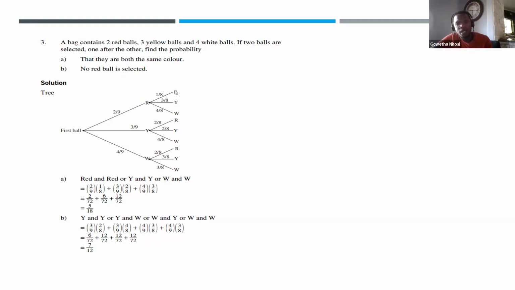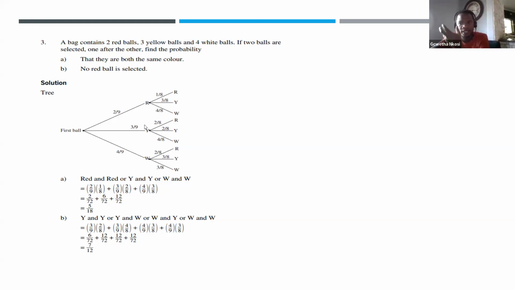All right, we are selecting them one after the other. If we select a red, we remove a red, we are going to be left with what? 1 over 8. But now we have only selected a red, we cannot select a yellow, so you should be left with 3 over 8. Here, you should be left with 4 over 8 is the white. We have already taken out that one red. We come here, we follow the route of the yellow one.